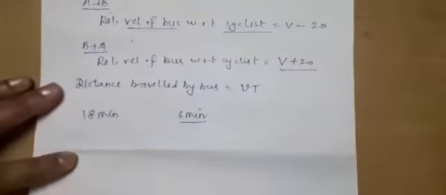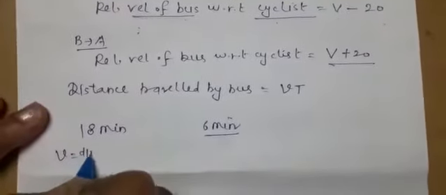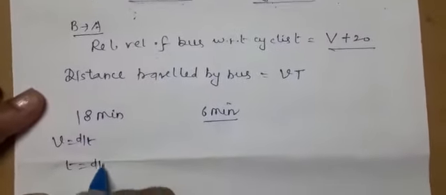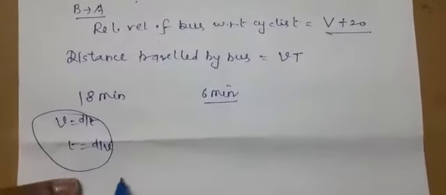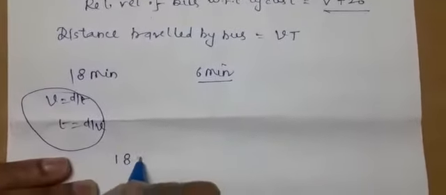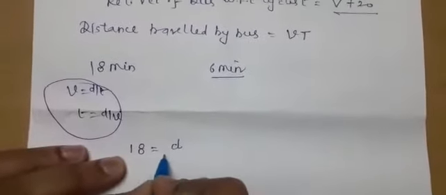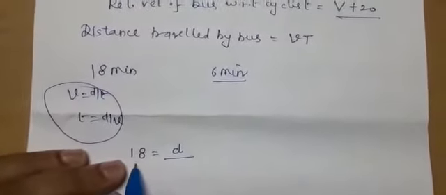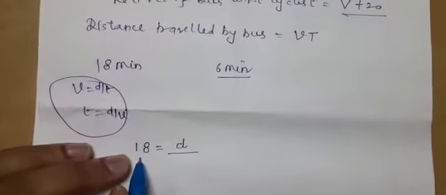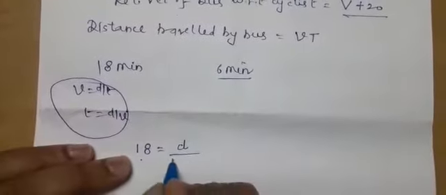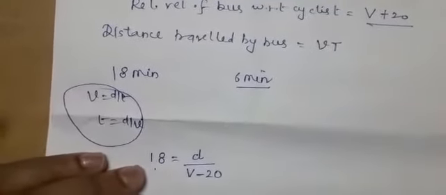When coming in the opposite direction, what was the time when he observed? That is 6 minutes. If we are taking velocity as distance upon time, then time will be distance upon velocity. This is a basic rule, you can apply it anywhere. So if the time is 18 minutes, this will be equal to distance covered d divided by velocity. 18 is the time when the bus is moving in the same direction as that of the cyclist. So the relative velocity of the bus with respect to the cyclist is V minus 20.